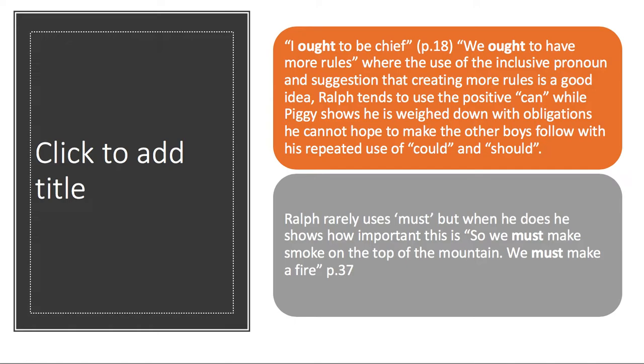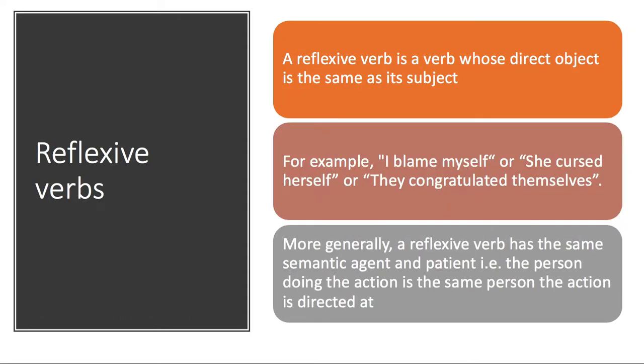Ralph rarely uses must in the way that Jack does, but when he does, it's about something that is the benefit of everybody in the group, not just to satisfy his own wishes. So we must make smoke on top of the mountain. We must make a fire. It's not about what he wants, it's about what is best for everybody.